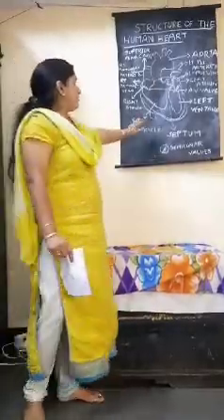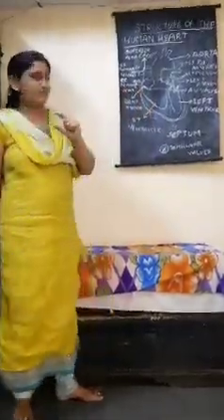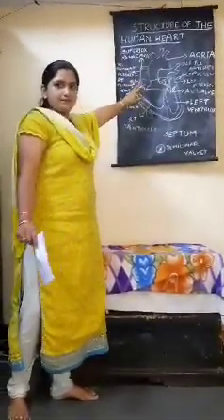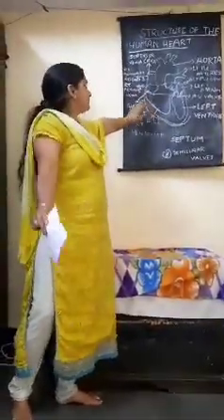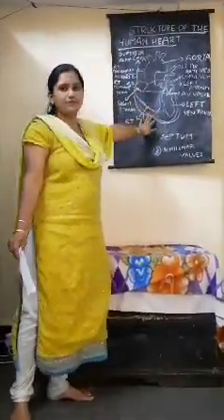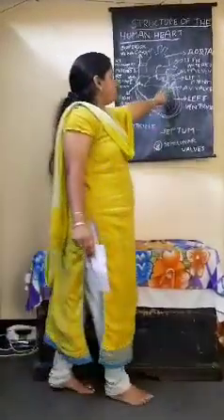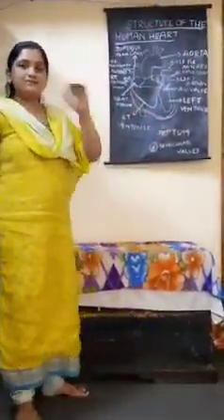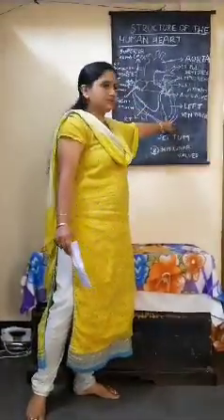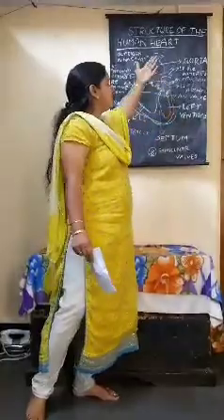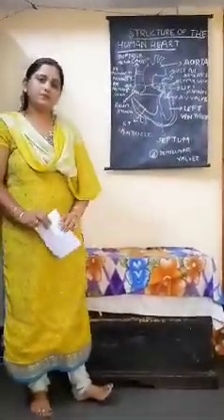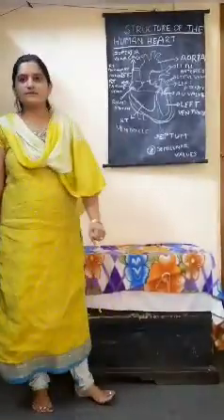Now there are semilunar valves present in the pulmonary arteries, which prevent the backflow of blood to the heart. Now we can see the oxygenated blood comes from the lungs to the left atrium, and from the left atrium it goes to the left ventricle, and from the left ventricle it is carried to the aorta, and from the aorta it goes to various parts of the body. So this is how the circulation takes place in the human heart.